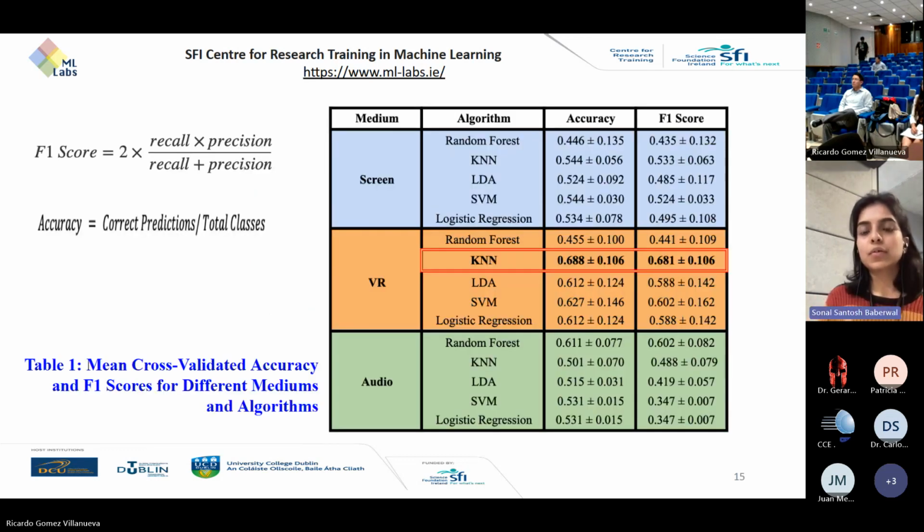So five algorithms have been tested: random forest, KNN, linear discriminant analysis, support vector machine, and logistic regression. Taking the features, the study suggests that the KNN algorithm performs best with an accuracy of 68.8% for the VR medium, which means when the participants were wearing the VR headset, their accuracy to discriminate between the left and right hand signals of imagination was best.